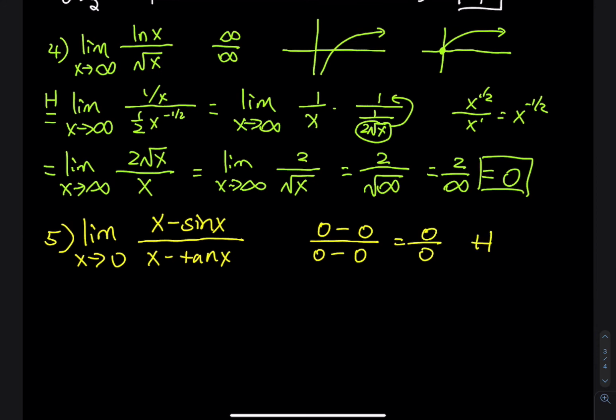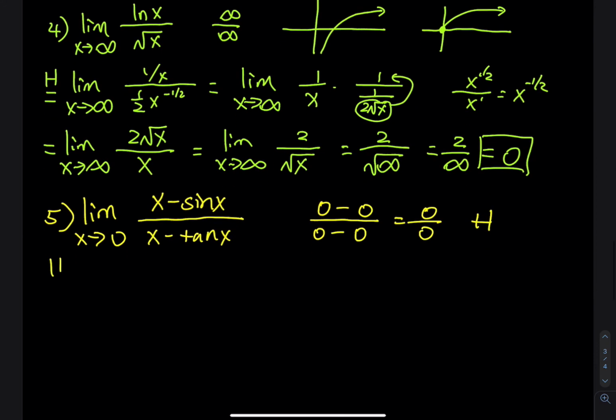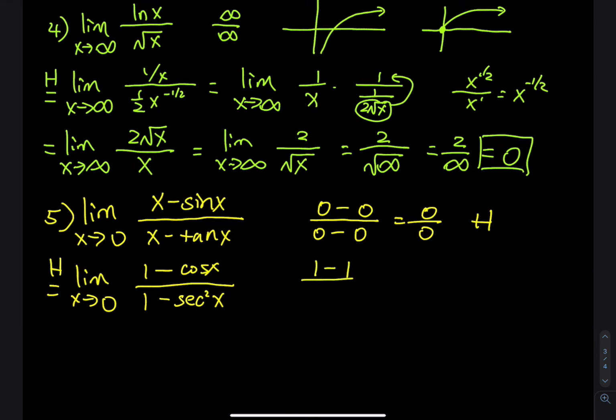And then we go ahead and do L'Hopital's rule. So we have limit as x approaches 0. 1, the derivative of sine is cosine, derivative of x is 1, derivative of tangent is secant squared. And then we plug in a 0, right? So we have 1 minus cosine 0 is 1, and then secant squared 0, that is the square of 1.